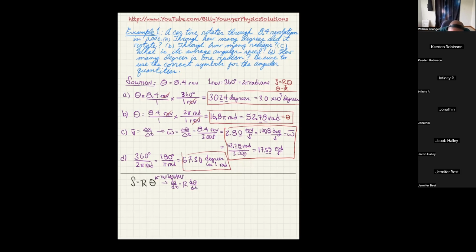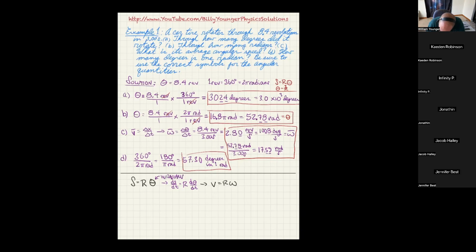Now that's all well and good, except now you can look at ds dt and realize that is really an arc length, which is the distance traveled along the edge of a circle. And taking the derivative of that distance traveled gives us the velocity. It's actually the tangential velocity. So that's going to be v is equal to r times omega. So that's another important equation.